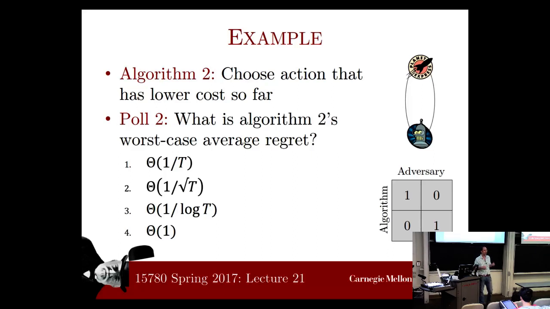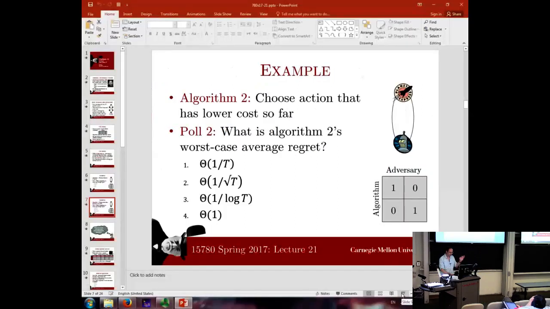Because like Alex was saying before, I'm sort of trying to find the best action in hindsight. A good guess for it would be the one that has lower cost so far. So let's try to go with that. So that's my algorithm. And the question is, again, the same question. What's going to be its worst case per round regret? So that's the real poll number 2, that now is actually called poll 2.